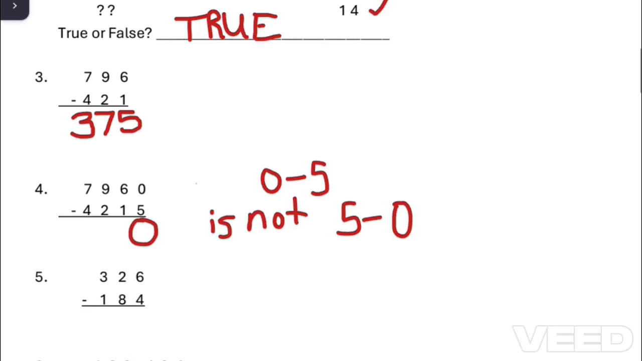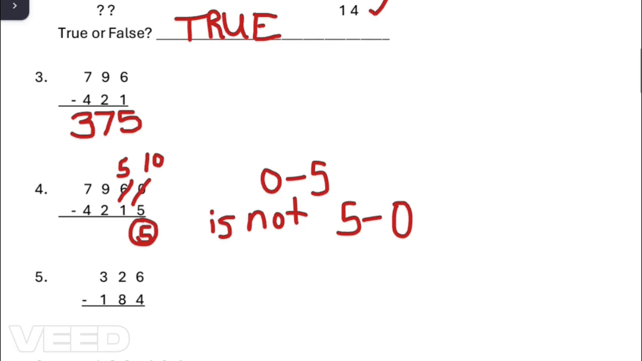Now, pay attention, class. 6 take away 1. We borrow or regroup from the 6. The 6 turns into a 5. And the 0 increases by 10, because we're taking away 110. So our ones is going to increase by 10. We get 10. And by coincidence, 10 minus 5 is 5. But you should not think of this as 5 minus 0. You should think of this as 10 minus 5.